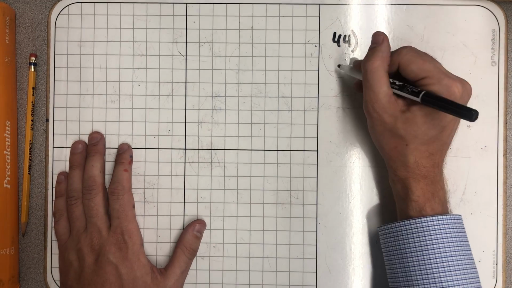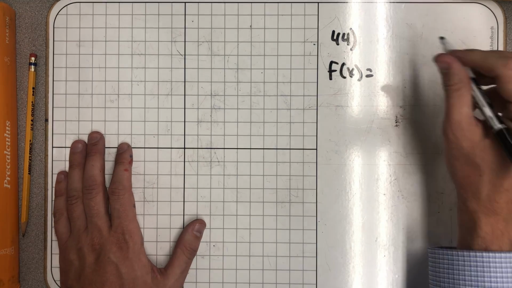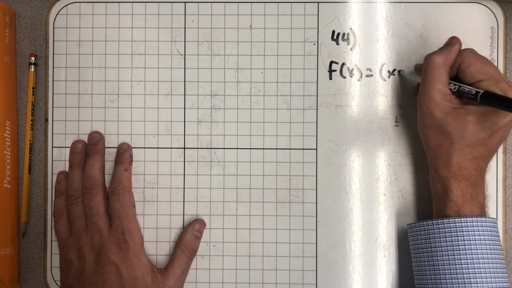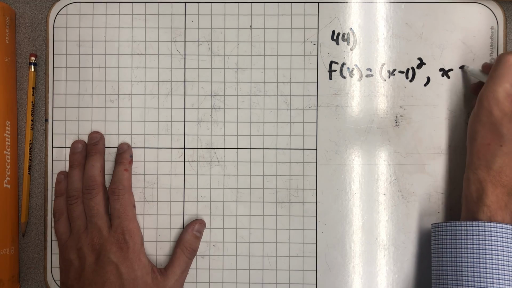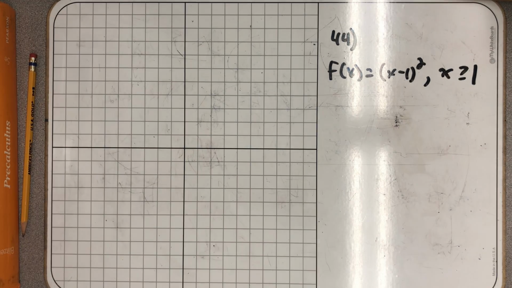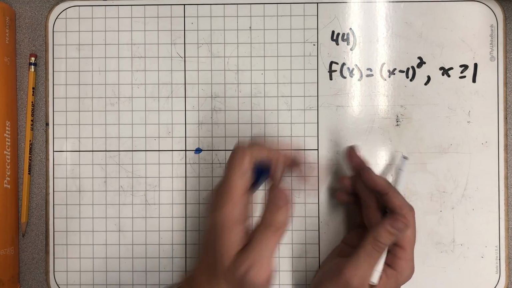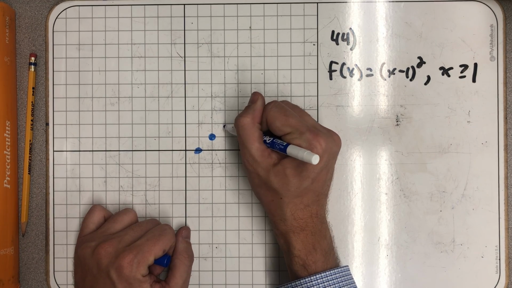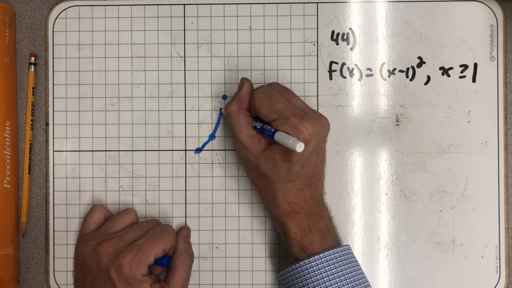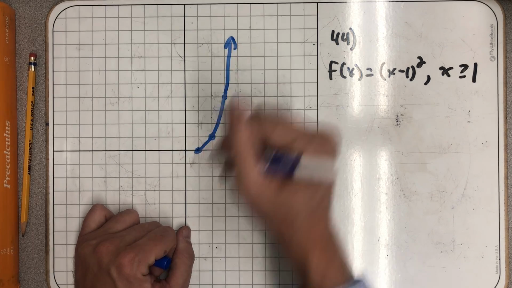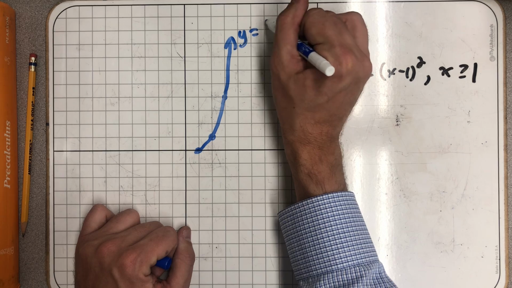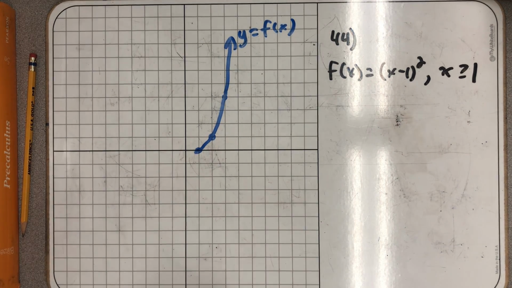Number 44 here. I'm given the function f of x equals (x minus 1) squared, where x is greater than or equal to 1. I'm going to start by graphing that function. It's the graph of y equals x squared shifted to the right 1 unit, but only for the x's larger than 1. You can plot a few x's and get a nice picture that looks like this, but that's y equals f of x. All right, I'm supposed to find the inverse's equation and graph it.